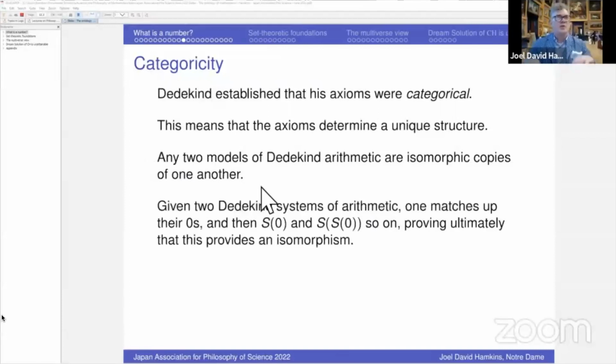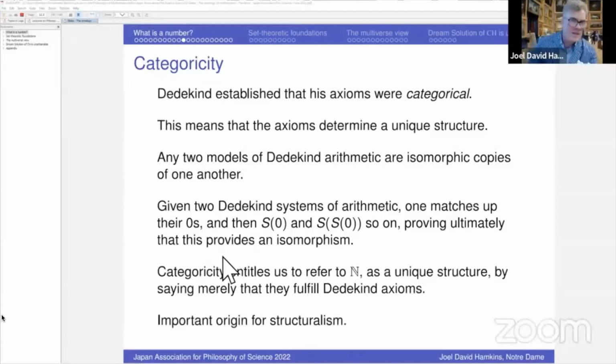So if I have two different systems satisfying Dedekind's axioms, so two different zeros and successor operations, then I can kind of match them up. I can match the zero of this one with the zero of the other one, and the successor of zero, I can match them up, and so on. And using Dedekind's theorem on recursion, definitions by recursion, I can use that to extend the matching of these two operations all the way, and it produces an isomorphism of the structures. So this is how one proves categoricity in Dedekind arithmetic.